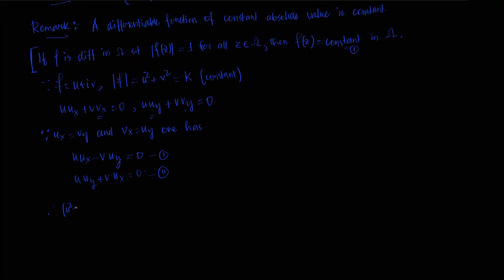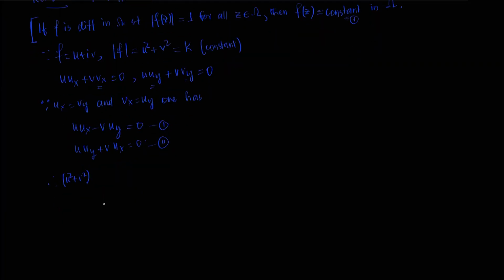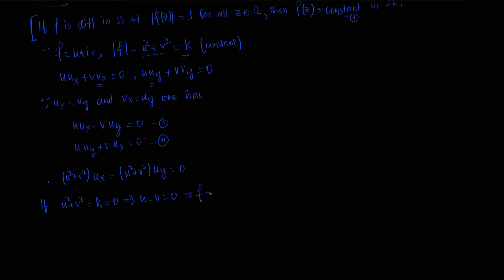Okay, so you have 2 equations. So this is true, right? (u squared plus v squared) u_x equals (u squared plus v squared) u_y equals 0. Now, of course, u squared plus v squared is equal to a constant, right? And if the constant is equal to 0, that will of course imply u equals v equals 0. There is nothing to prove, because the sum of two squares of real functions equal to 0 gives u equals v equals 0. That will imply f is 0. So that's a constant function.